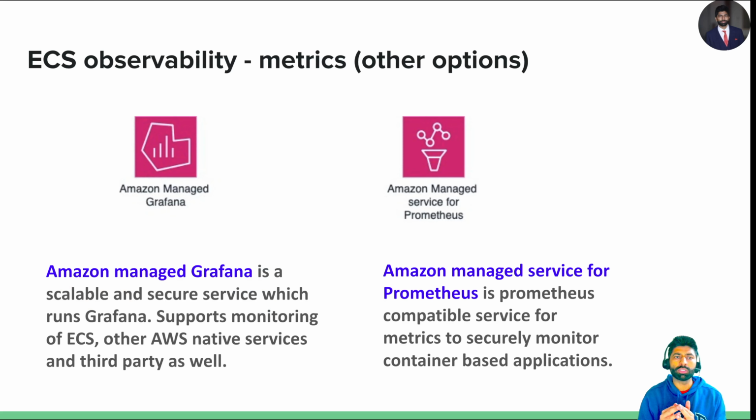There are a couple of other options to monitor your application running on ECS. The first one is Amazon Managed Grafana. Amazon Managed Grafana is a scalable and secure service which runs Grafana. It supports monitoring of ECS and other AWS native services as well as some third-party services. And the second option here is Amazon Managed Service for Prometheus. Amazon Managed Service for Prometheus is a Prometheus-compatible service for metrics to securely monitor container-based applications. So you can leverage one of these services as well to collect metrics and monitor your ECS-based application.